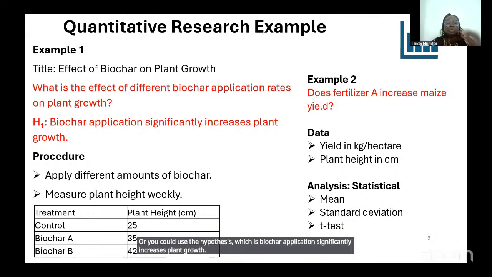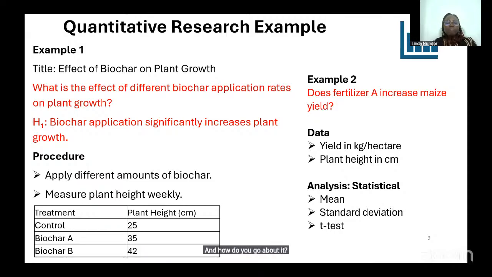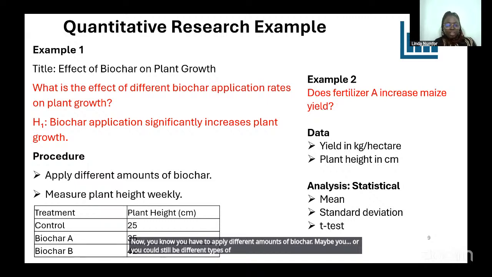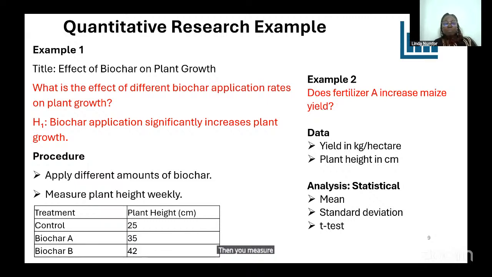And how do you go about it? Now you know you have to apply different amounts of biochar, or it could still be different types of biochar. Then you measure the plant height, maybe weekly or after 2 weeks.